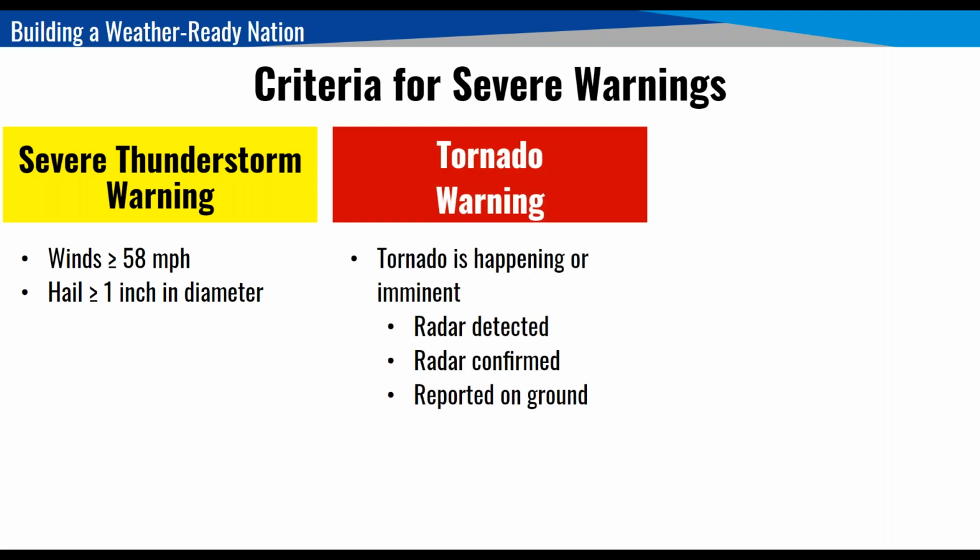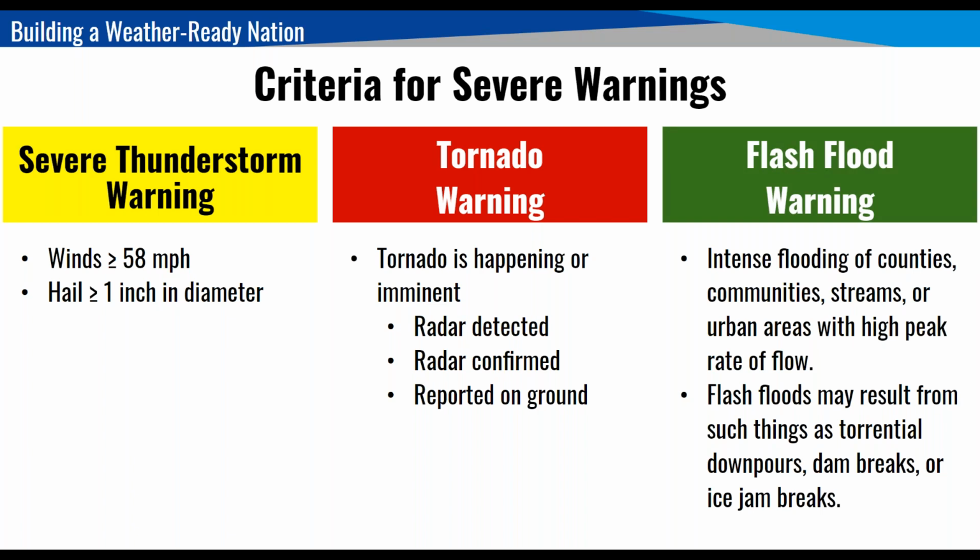A tornado warning is issued when a tornado is happening or about to occur. Typically, for our tornado warnings, you will find in the tags of the tornado warning that they are either radar detected, radar confirmed, or they're actually reported on the ground.